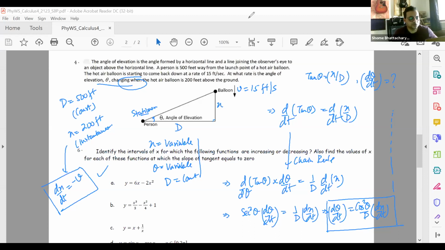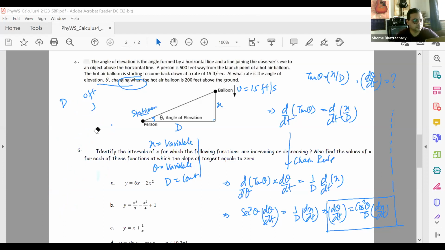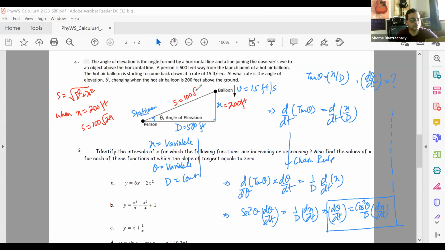Okay, so now let's see the substitution part. This is a fixed value, 500 feet, but at the given instant, x's instantaneous value is 200. If I take s as the hypotenuse, then when x is equal to 200 feet, s will become 100 root 29 feet at that moment. So s's instantaneous value will be 100 root 29.